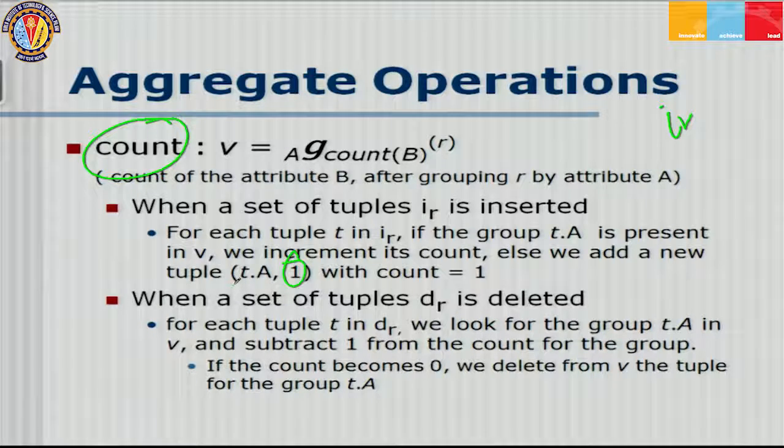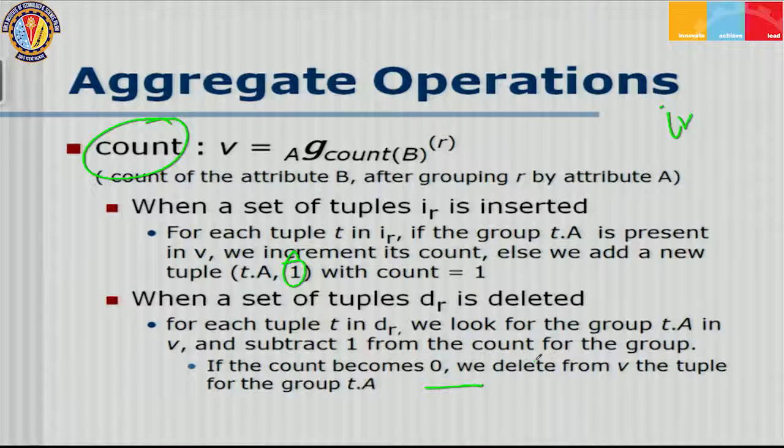And when a set of tuples DR is deleted, we first look up the group T dot A and subtract 1 from the count for the group. And if the count becomes 0, we delete from V the tuple for the group T dot A. So it is more or less similar to projection. When I insert some tuples, I increment the count, and if I delete, I decrement, and if the count becomes 0, that particular group is deleted from the materialized view. So this is count.